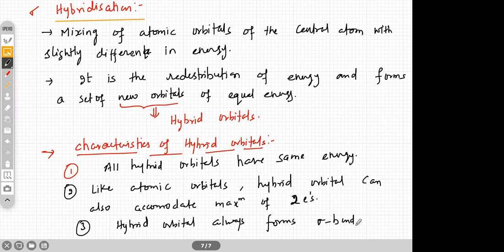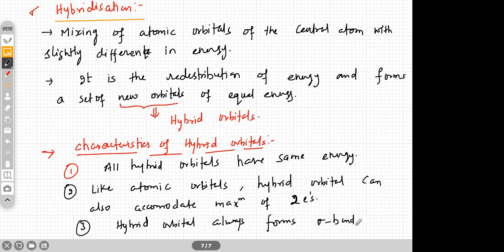Right? So if you remember in GOC, I have told you that while counting the hybridization, we don't count pi bond. Remember that? We just check lone pair and sigma bond. That is the reason, because a hybrid orbital never forms pi bond. It can have lone pair, it can form sigma bond, but pi bond it never forms. So hybrid orbital always forms sigma bond and may contain lone pair.